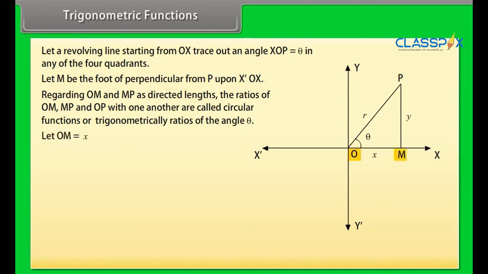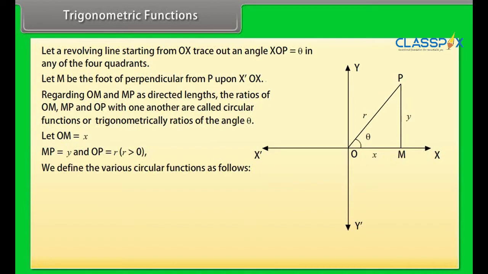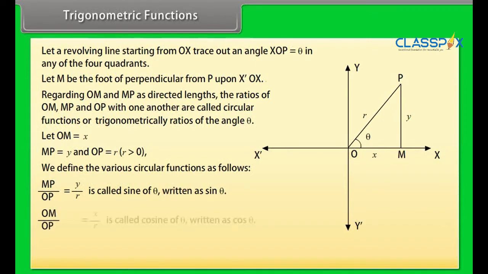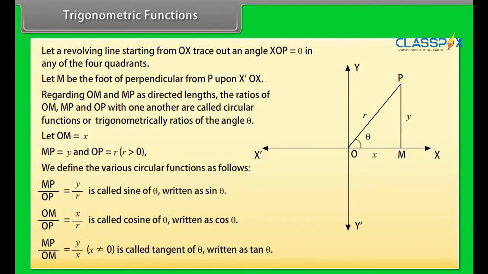Let OM equal x, MP equal y and OP equal r, where r is greater than 0. We define the various circular functions as follows. MP by OP equals y by r is called sine of theta, written as sin theta. OM by OP equals x by r is called cosine of theta, written as cos theta. MP by OM equals y by x, x not equal to 0, is called tangent of theta, written as tan theta.